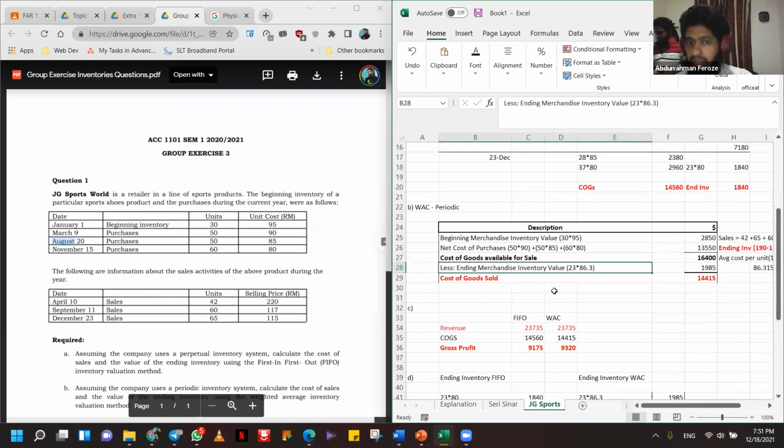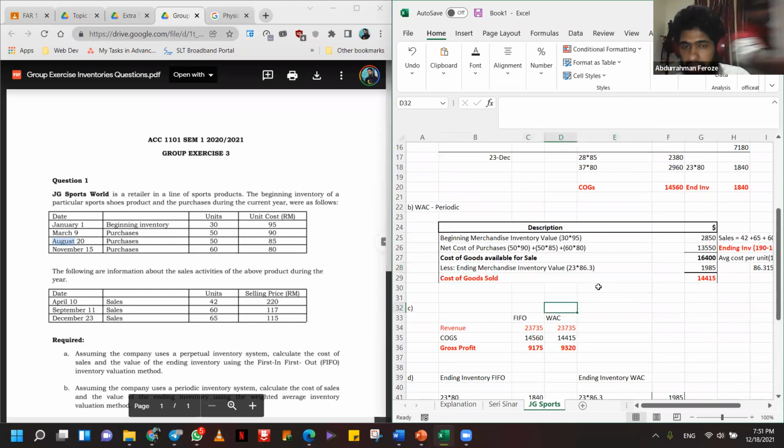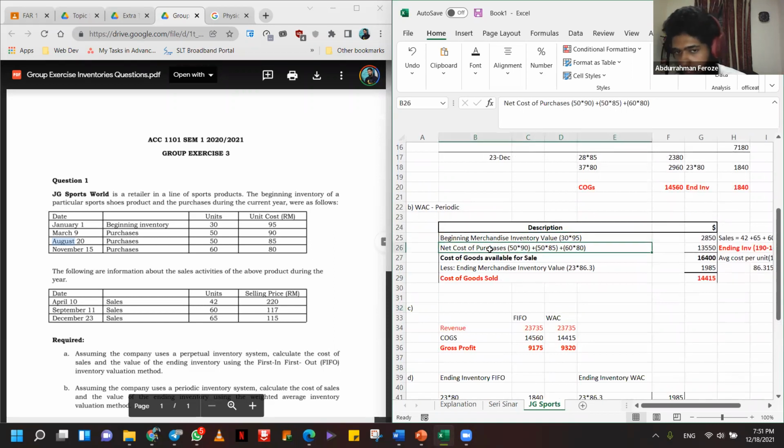So in this question, like I said, when you're using the periodic inventory system, the beginning value and the cost of purchases will remain the same, and that will not change for any method. The only thing that will change is the ending inventory. So over here, we have done what? We have done the weighted average cost.